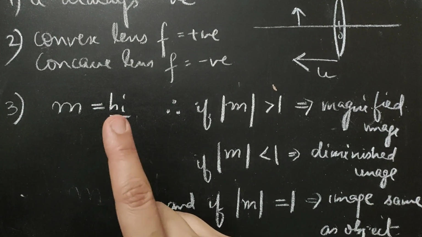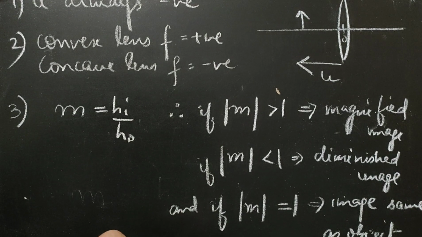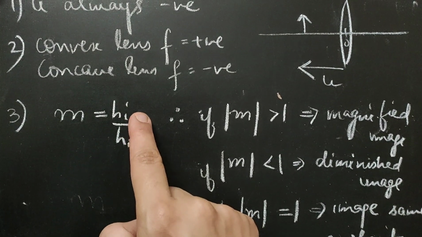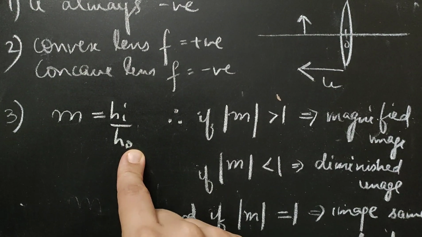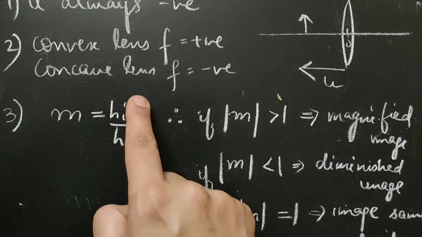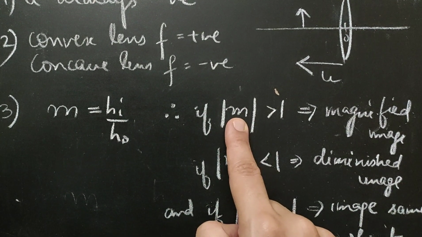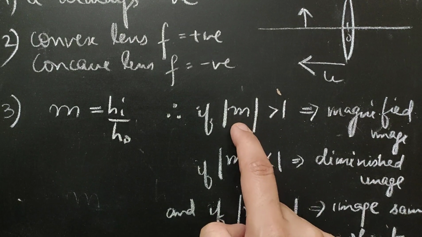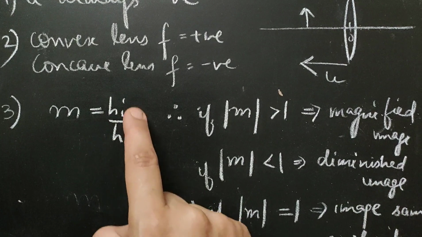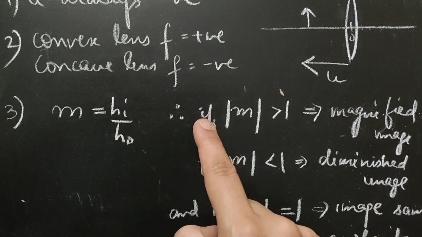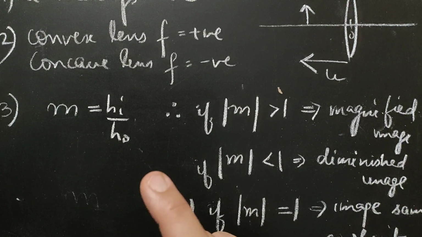Here magnification we just defined as the image height divided by the object height. Now if image height is coming in the numerator and the object height is coming in the denominator, we can very well infer that if this value, I am talking about the modulus of magnification. Modulus means I am right now neglecting the sign of magnification. I am only bothered about the value, the number that you will get. If that number, purely the number, I am not talking about the sign, I am again repeating.